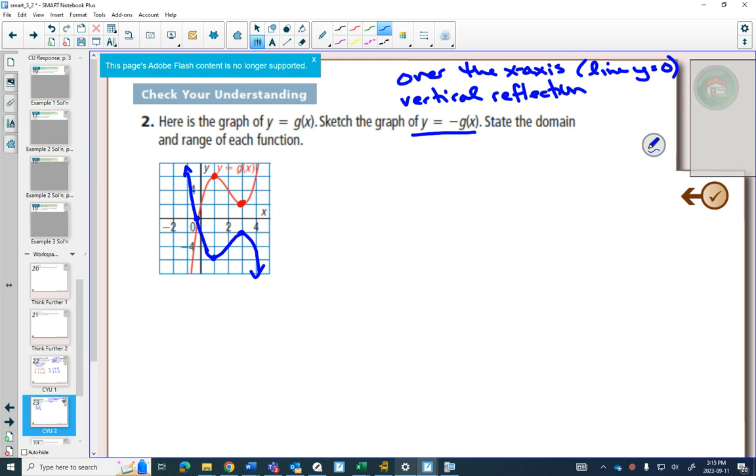Again, we have to make sure that we have arrowheads on our graph to show that it continues forever. So when they're looking at your graph, they're going to say, do you have the right shape? Do you have the key points in the right place? And that x-intercept being the same would be one of those key points.